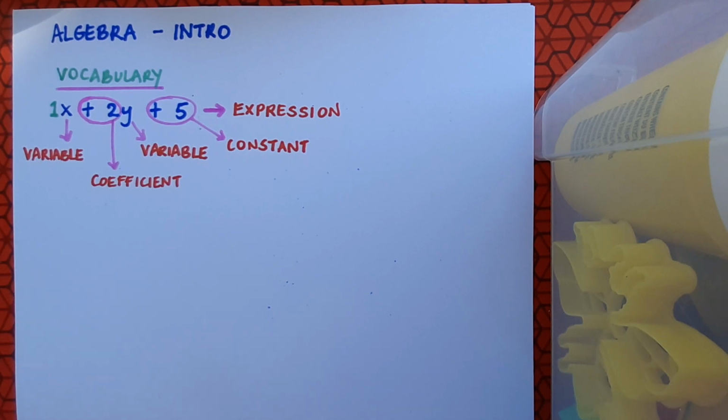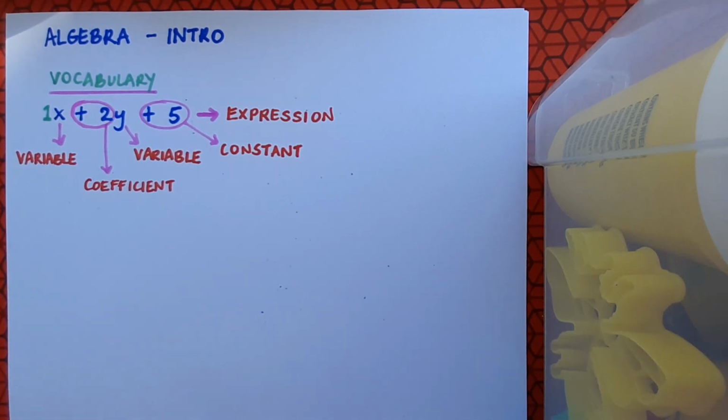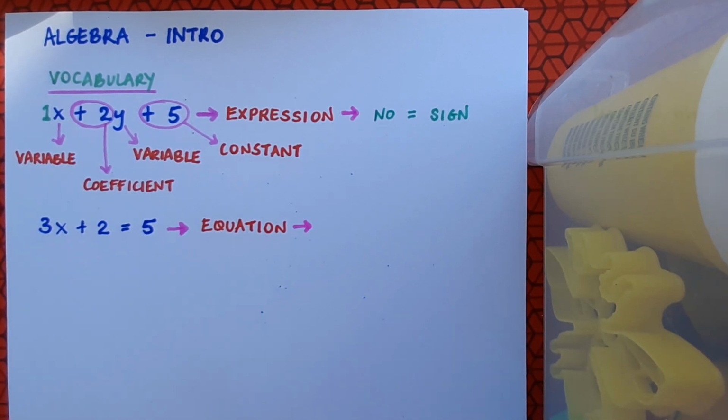Okay, let's move on from this expression for a moment. I'm going to mention equations because we will see them in the future, but I'm not going to dwell on them. 3x plus 2 equals 5 is an example of an equation. Think for a moment, why do you think this line up here, 1x plus 2y plus 5, is an expression, but this line, 3x plus 2 equals 5, is an equation? What's different about them? Well, the expression has no equal sign, and the equation has an equal sign. In fact, this is where the name equation comes from.